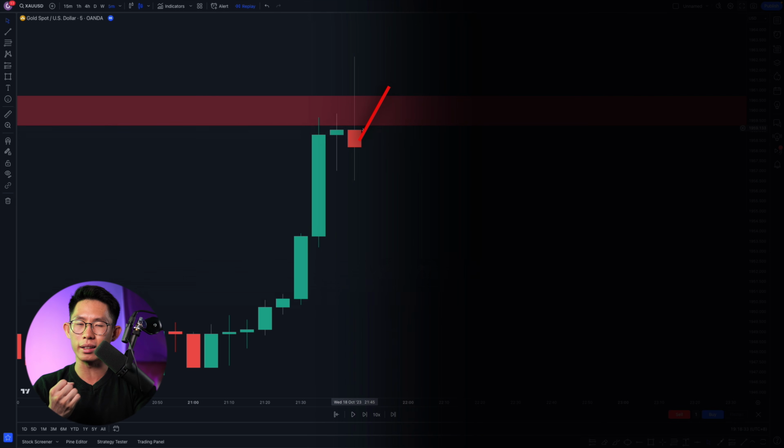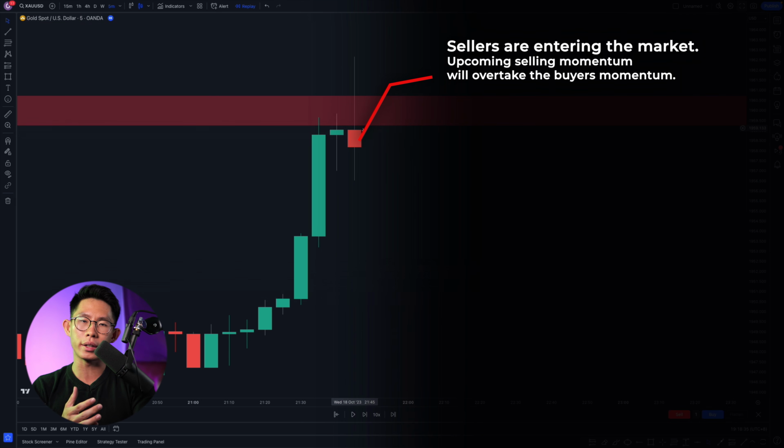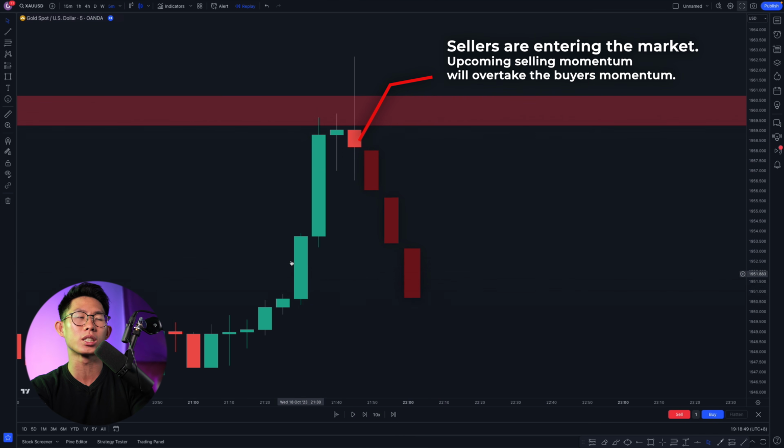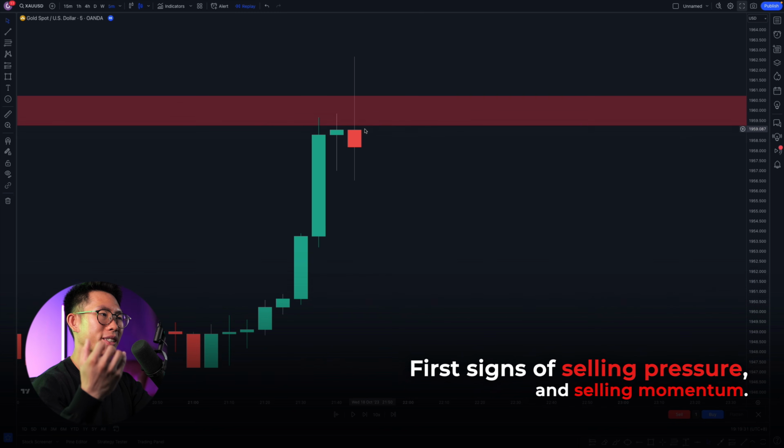This signifies that the sellers are entering the market right now, or if not, they have already entered the market, and that is exactly why price is getting rejected at this key supply zone right here. Right now, the selling momentum is about to come in and overtake the whole buyer's momentum. Now, this is the first sign of sellers entering the market, the first sign of selling pressure and selling momentum.